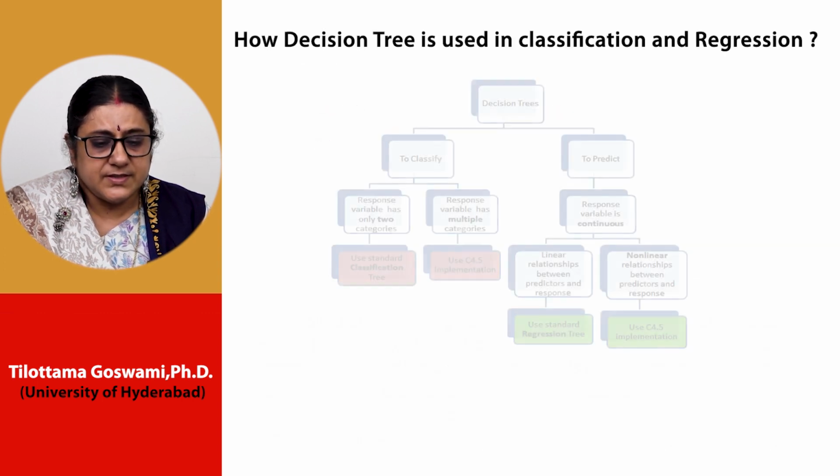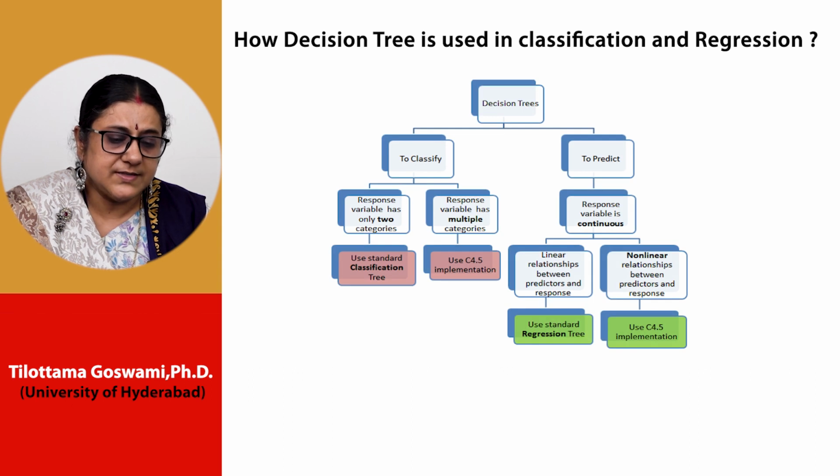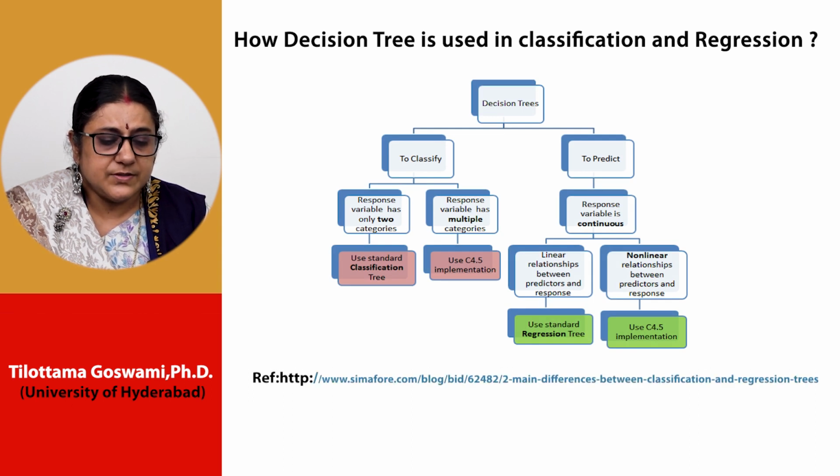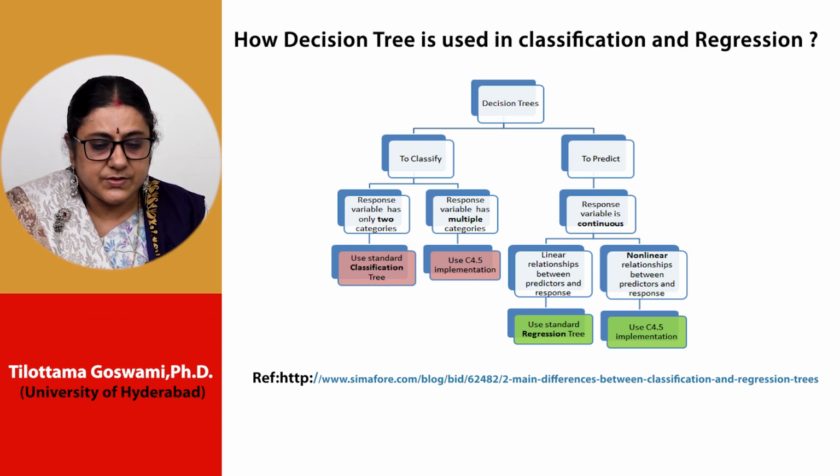How is a decision tree used in classification? If we are using decision trees for classification, then the response variable has only 2 categories, and it can also have multiple categories. So depending on 2 categories or multiple categories, the variant of the decision tree is used.